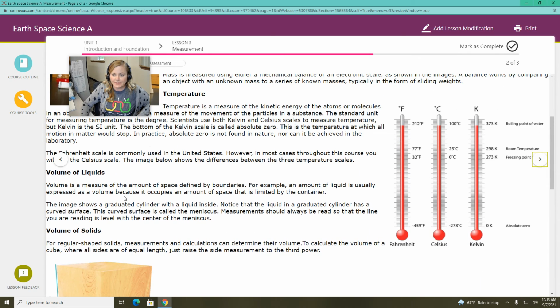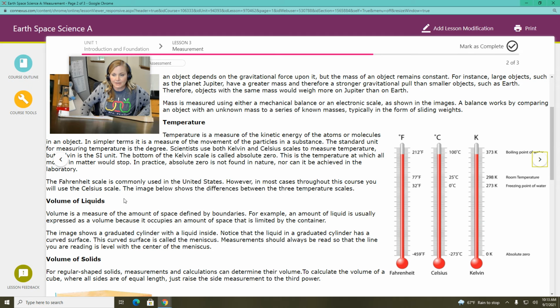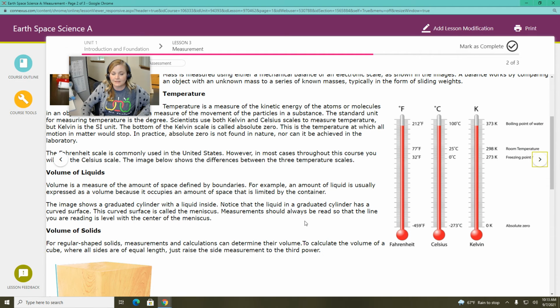Volumes, again, volume of liquid is measured by putting it in a container and seeing how much space it takes up. And when we measure volumes of liquid, we are using ounces and quarts and gallons in the US system. And in the metric system, it is milliliters, liters, decaliters, kiloliters, things like that.